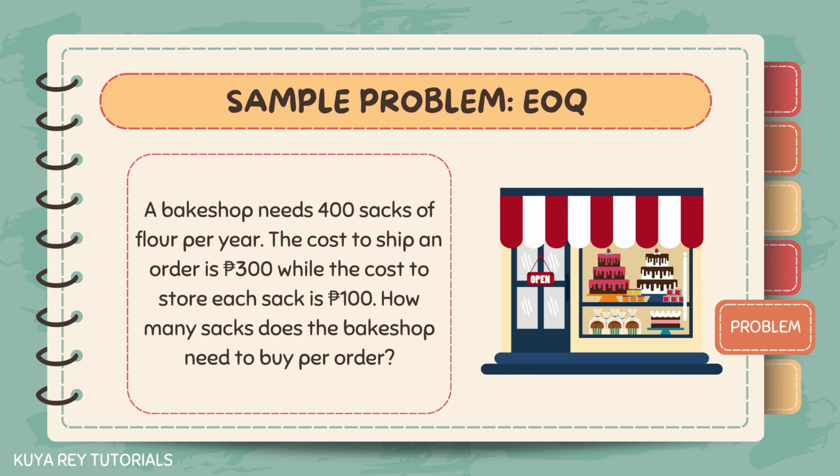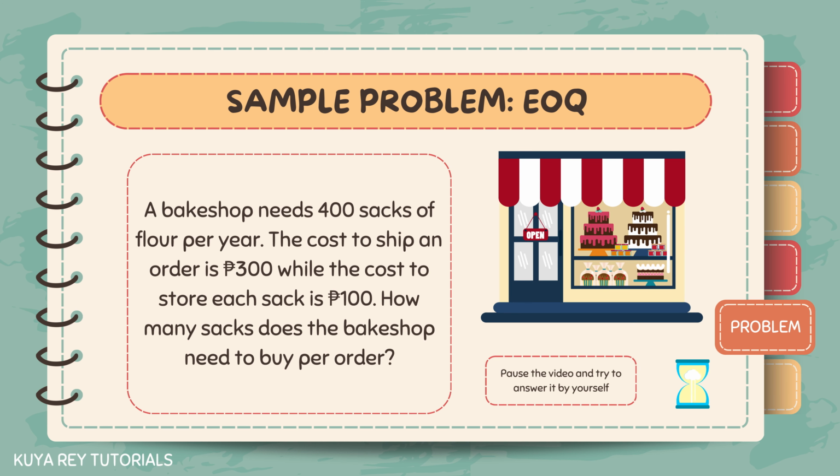A bake shop needs 400 sacks of flour per year. The cost to ship an order is 300 pesos while the cost to store each sack is 100 pesos. How many sacks does the bake shop need to buy per order? Pause the video and try to answer.